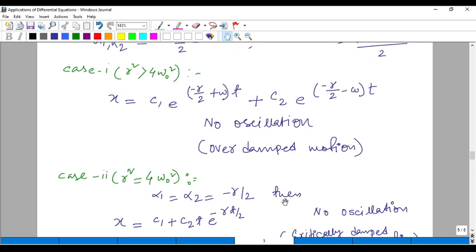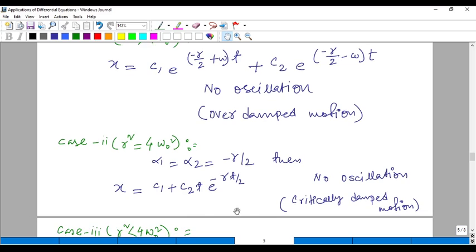Now we will consider the situation when gamma square is equal to 4 omega 0 square. The roots are equal, and in this case we can write the displacement as x equal to c1 plus c2 t into e to the power minus gamma t by 2. Again there is no oscillation at all, and this situation is said to be critically damped motion. Again in this case the mass of the oscillator will not oscillate, and it will decay very fast with respect to time.